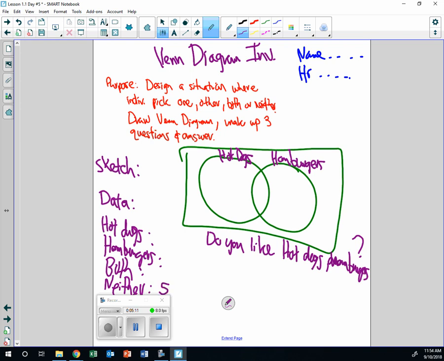I'm not sure hot dogs are a meat. Most of the times they're a mystery. How about both? How many of you like hot dogs and hamburgers? My hands go up. 2, 3, 4, 5, 6, 7, 8, 9, 10, 11, 12, 13, 14, 15, 16, 17, 18, 19, 20. How about just hamburgers? You only like hamburgers. We had a lot last, what? Only one? Oh, there we go. 1, 2, 3, 4, 5 people.